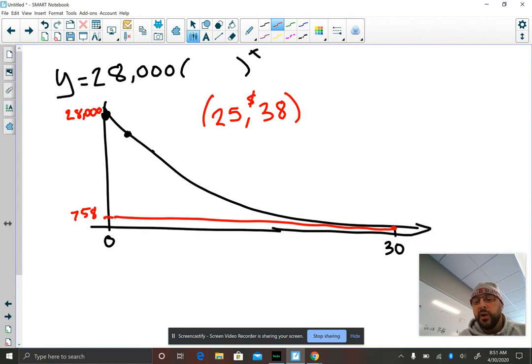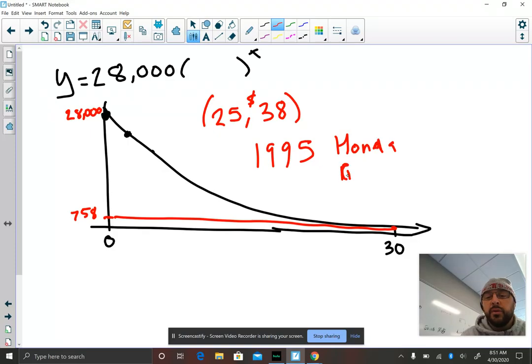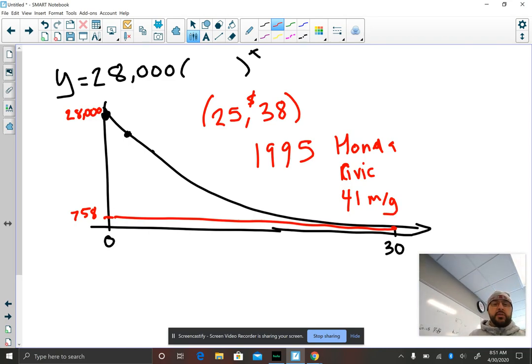because it's probably $38. So if you guys can get your coins together, there's a nice 1995 Honda Civic for sale. Oh. Gets 41 miles per gallon. And that's that.